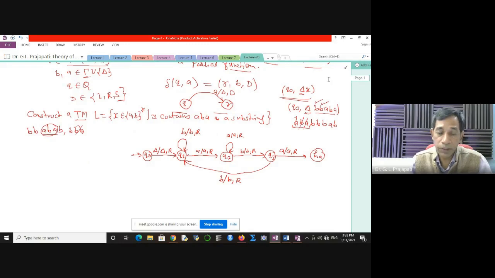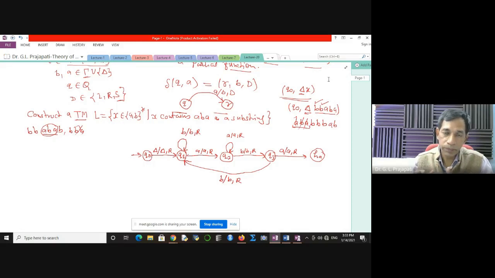So this is the difference as compared with your PDA and also as compared with the finite automaton, where in the case of FA, even if you have reached the final state, you have to consume the complete input, meaning you have to read the input completely.